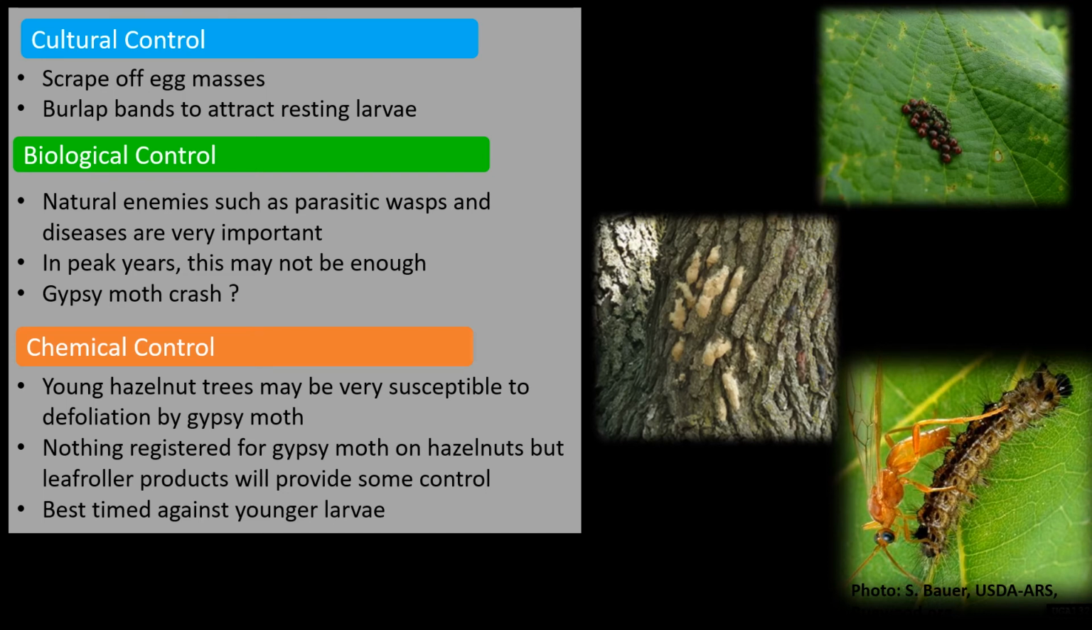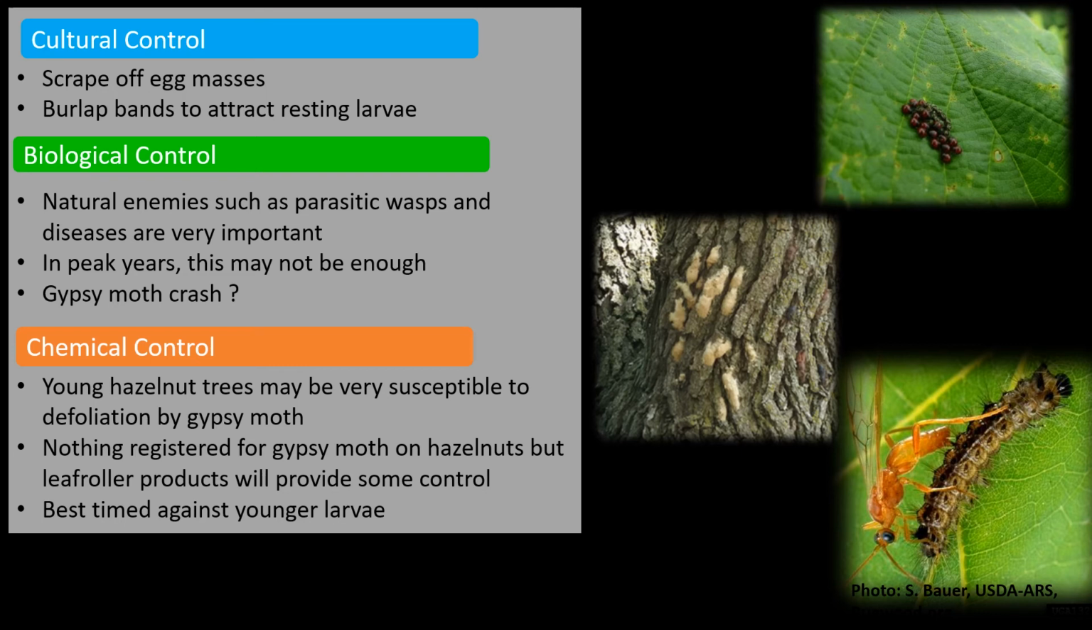If you have a small orchard, then you can try putting burlap bands around the base of the tree, especially as they get older. This will attract the larvae as they migrate down to the base of the tree to rest during the day. And then you can go in, lift off those burlap bands, and physically remove the gypsy moth. But again, if you have a really large acreage and a lot of trees, that's really not going to be practical.